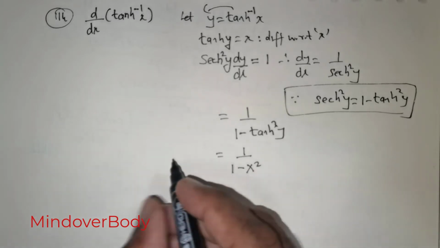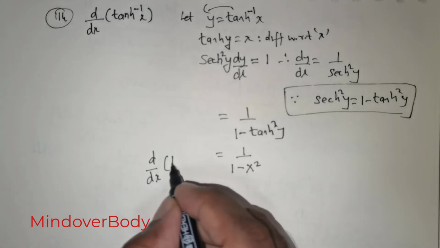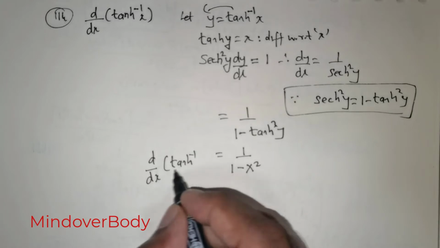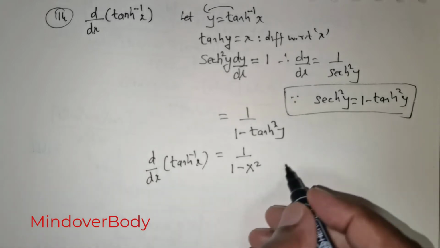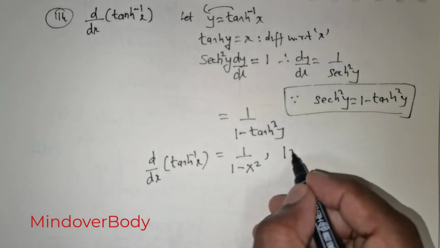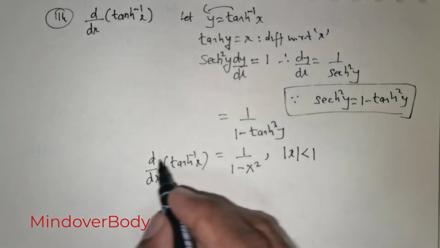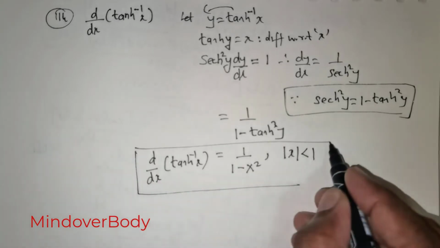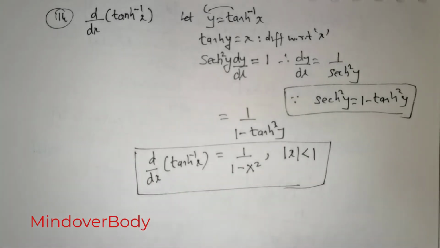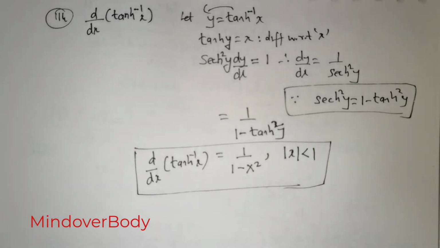So this is nothing but d over dx of hyperbolic tan inverse of x. Now a condition that this formula holds good is modulus of x less than 1. So that is critical. So this is the end of solution. I hope you can see that. That's 1 negative hyperbolic tan squared y.